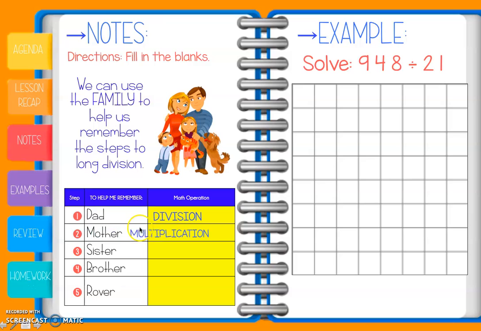Then the next step is to multiply. Then we have subtract. Then we have bring down, and then R stands for repeat if we have more numbers to bring down, or a remainder if there's nothing else to bring down.